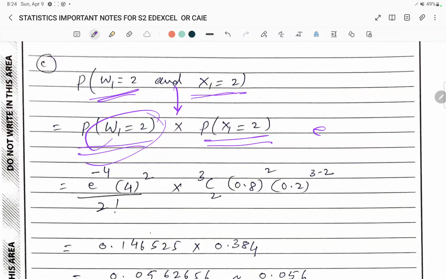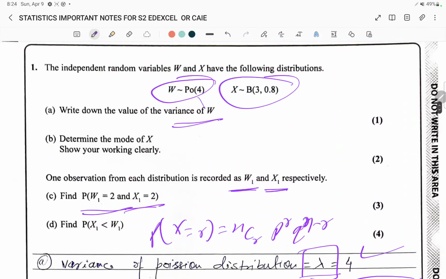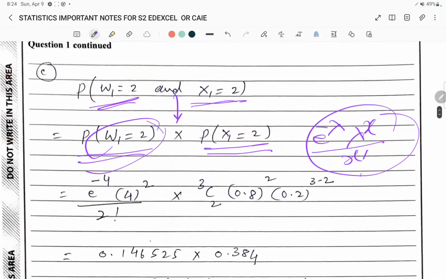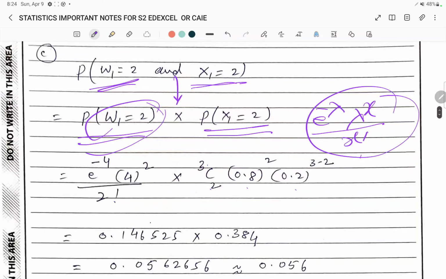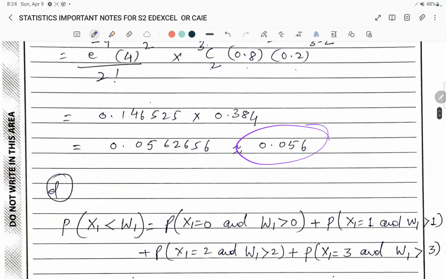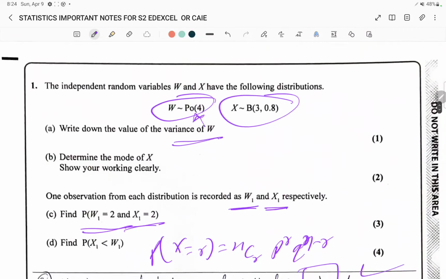We know that e to the power minus lambda, lambda to the power x over x factorial, right? So lambda is 4 here. You can just check. Lambda is 4. So e to the power minus 4 and lambda to the power 2 over 2 factorial, times, for the binomial, when x is 2, n is 3, so 3C2 p to the power 2 q to the power 3 minus 2. So just calculate everything using a calculator. You will get 0.056.